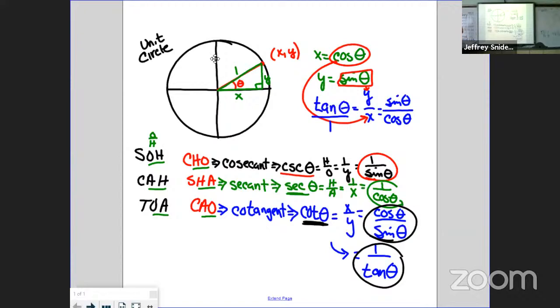Now, those things are important because anytime you have something like this and you can replace it with this, that's nice. You know why? Your calculators don't do cosecants. Your calculators don't do secants. Your calculators don't do cotangent. But they do sine, cosine, and tangent. So you have to know these things over here in order to use your calculator maybe to find some value.